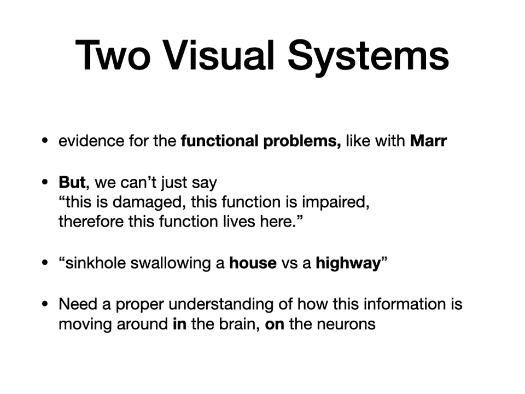So the question is, how does the information actually move around in the brain on the neurons? Does it just stop here? Does it branch out again? What is the delineation for this?